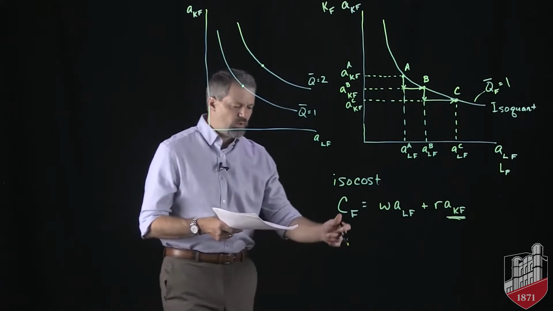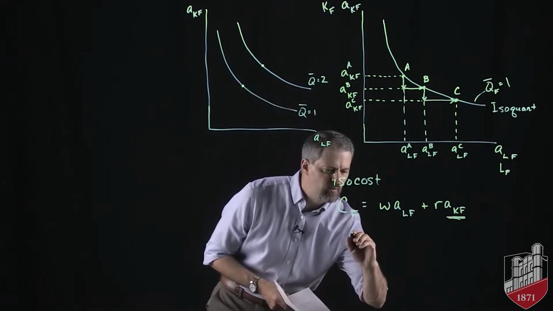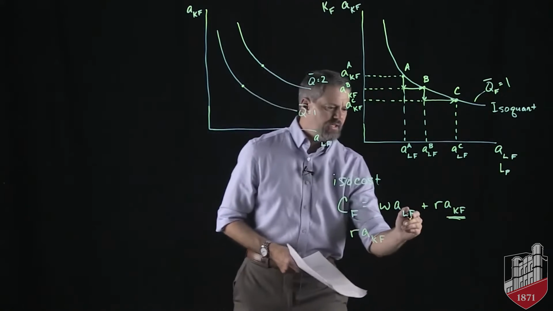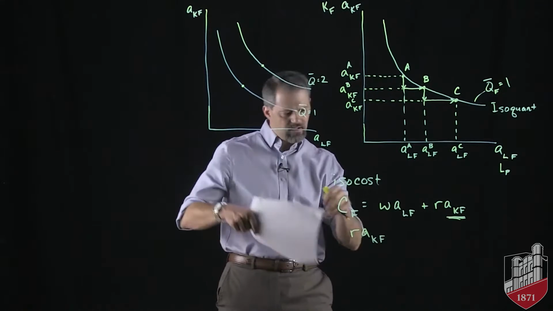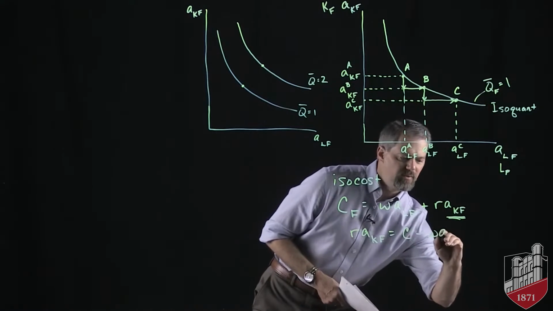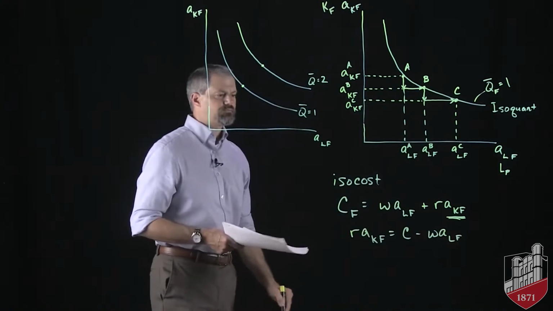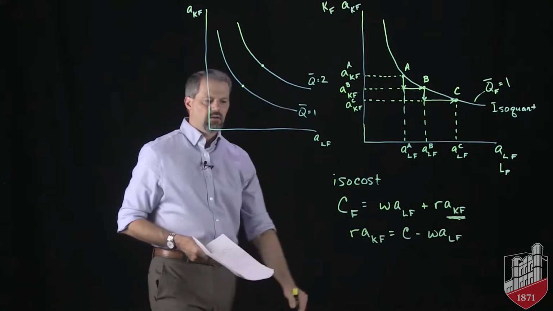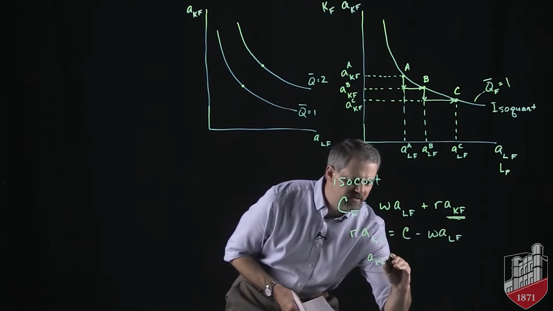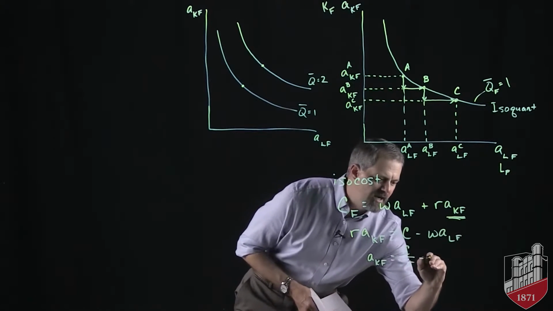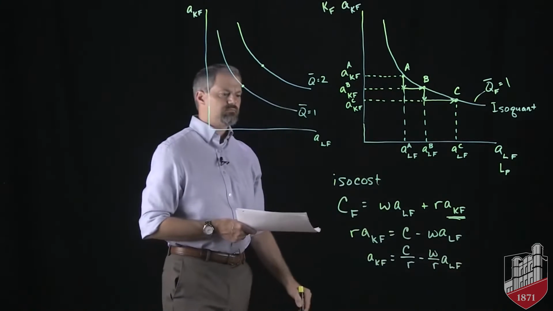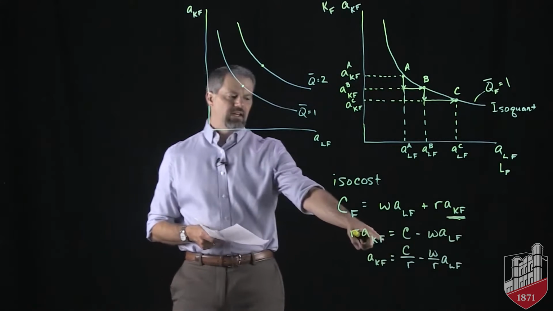So if we think about how we're going to do that, I'll do some quick algebra here. The cost of capital is equal to, I'm going to move this term over here, and then I'm switching everything around. This is equal to C minus W times the amount of labor used in food production. I'm going to divide through by R so that I can leave this by itself. So I get the amount of capital used in food production is equal to C divided by R minus W over R times the amount of labor used in food production. And now we can graph that.